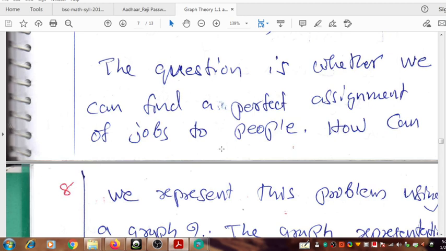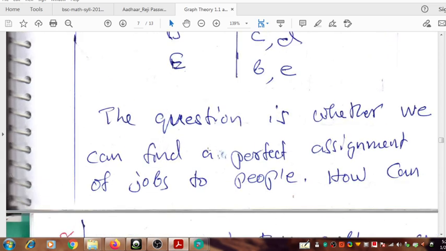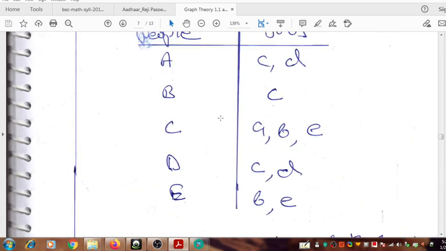We want to assign jobs to people. A perfect assignment of jobs means you take a person, and he must get one job that he prefers or that he likes, that he knows how to perform. So you can treat this list as preference, or as a person's ability to do the job. In various ways you can treat this list, but the problem can be solved in the same way.